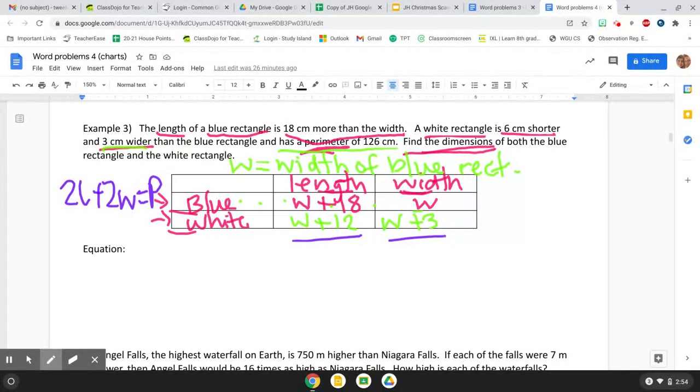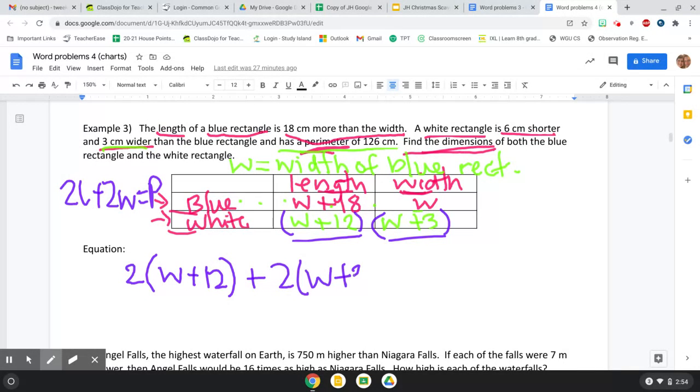So if I know 2 times the length, well, the length I know is this quantity w plus 12. So 2 times w plus 12, so that's 2 of the length, plus 2 of the width. Well, the width is this quantity w plus 3. And that's going to be equal to that 126 that it told us.